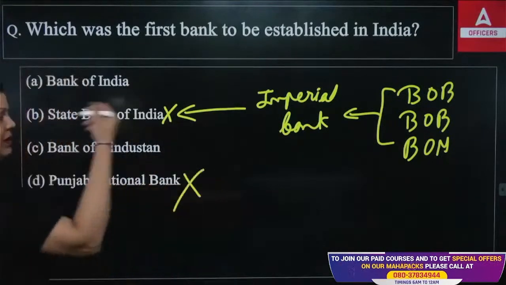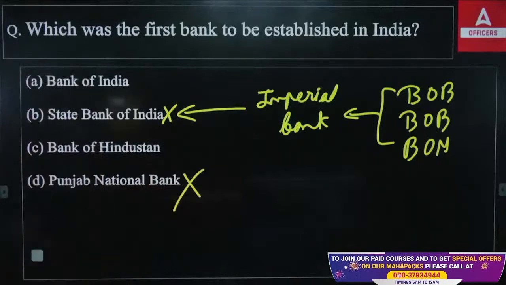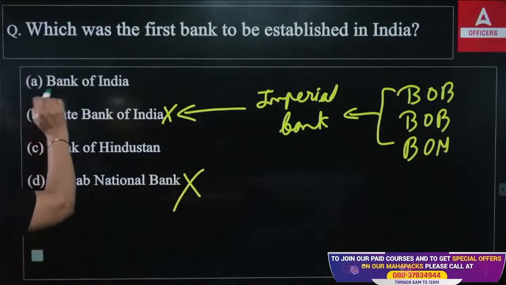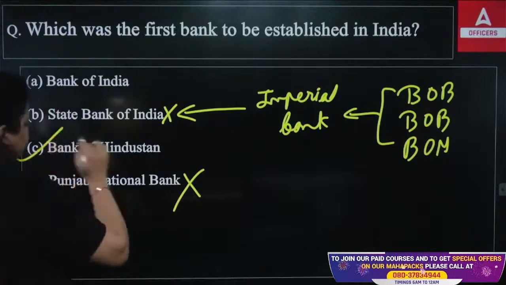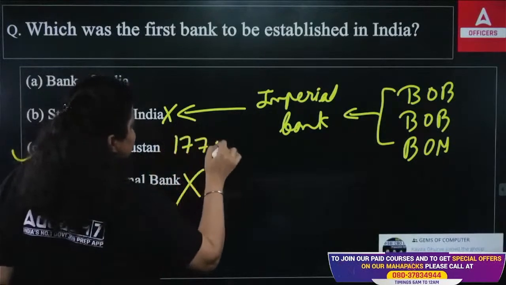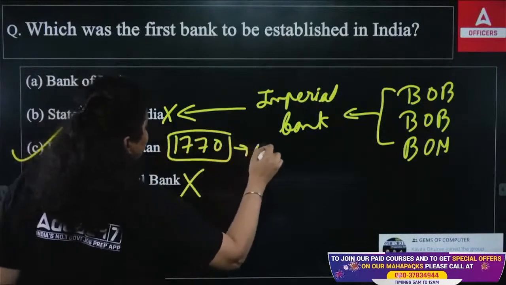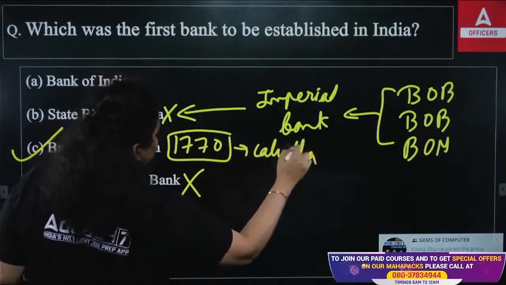It can't be PNB. PNB was established in 1894, so it can't be the right answer. So Bank of India and Bank of Hindustan, one of them will be the right answer. The right answer is Bank of Hindustan, 1770, the first Bank of India, which had its headquarters at Calcutta.